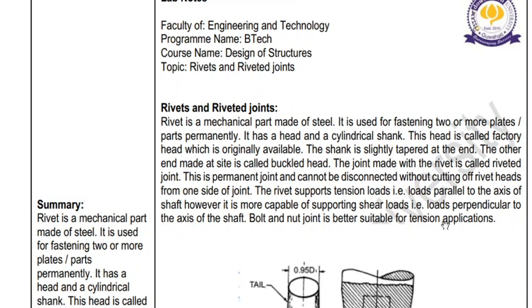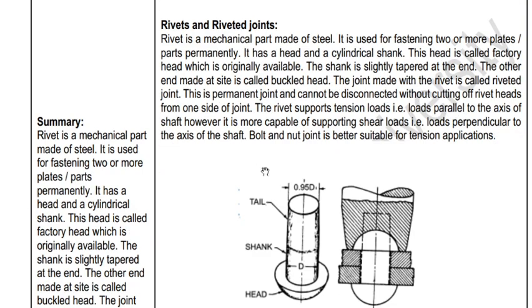Now a rivet is a mechanical part made of steel, and it is used for fastening two or more plates and parts permanently. It has a head and a cylindrical shank. This is the head and this is the cylindrical shank. This head is called the factory head, which is originally available. The shank is slightly tapered at the end.